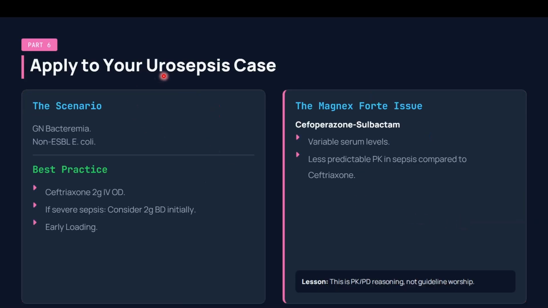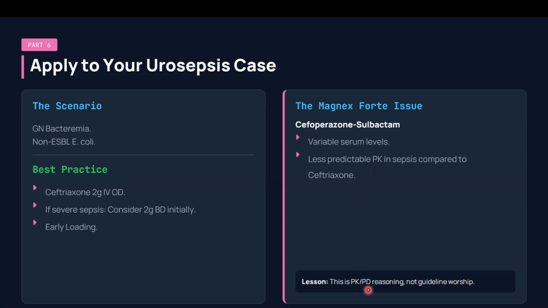For example, if you have a urosepsis case with a gram-negative bacteremia from a non-ESBL E. coli, it means it's sensitive to ceftriaxone. The best course of action is to give ceftriaxone 2 gram IV once daily. In case of severe sepsis, you can consider 2 gram BD initially for the first day to increase the loading dose. In many scenarios in the Indian setup, ceftriaxone-sulbactam is used. It is ideally not recommended due to variable serum levels and less predictable pharmacokinetics in sepsis compared to ceftriaxone. In most cases, it gets the job done and the bacteremia is usually cleared.